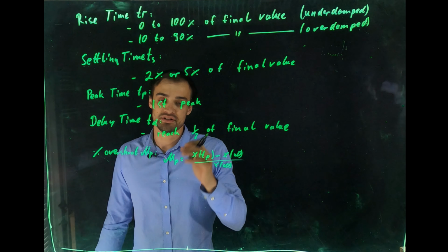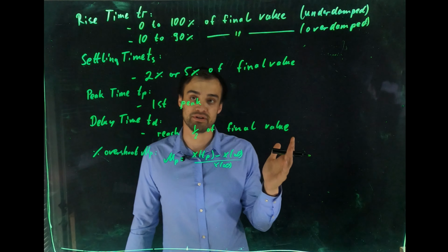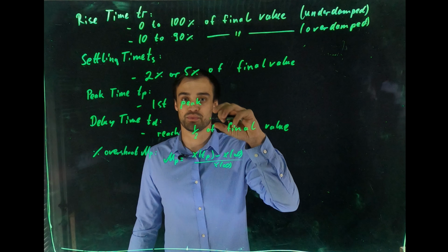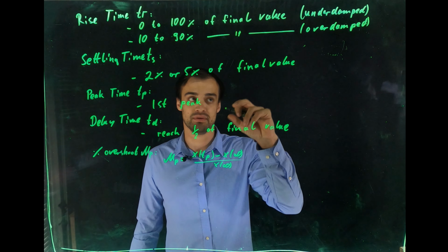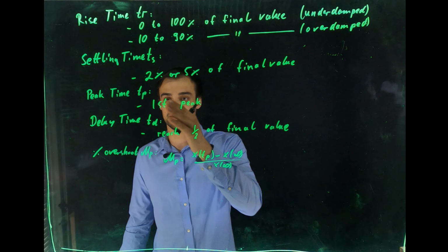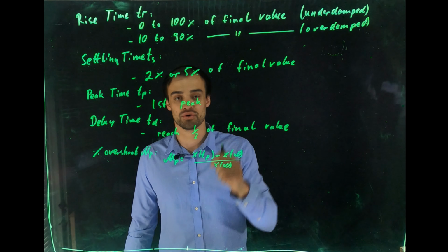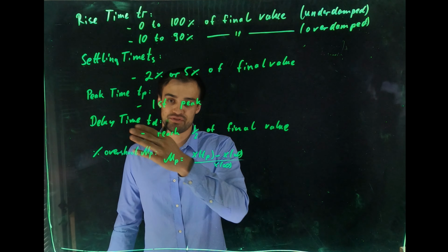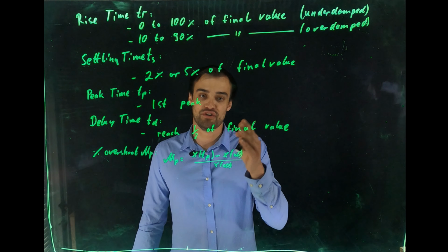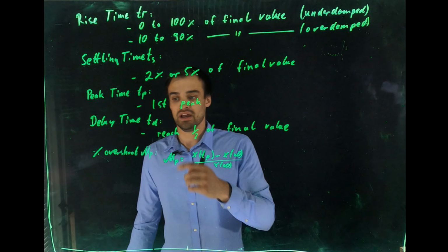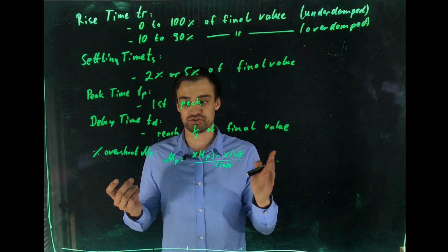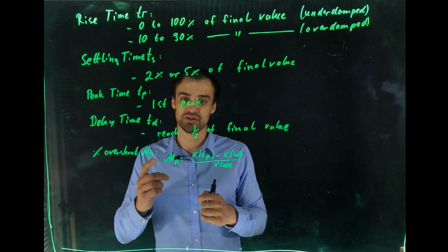The settling time, TS, is a very important parameter as well. It says that our system response settles within a 2% or 5% regime of our final value. Then there's the peak time, TP, which is the time when the first peak occurs. Fourth, we have the delay time, TD, which is when our system response reaches half of the final value for the first time. And most importantly for all of you, if you ever get a control engineering position in the industry, is the percent of overshoot, noted as MP.